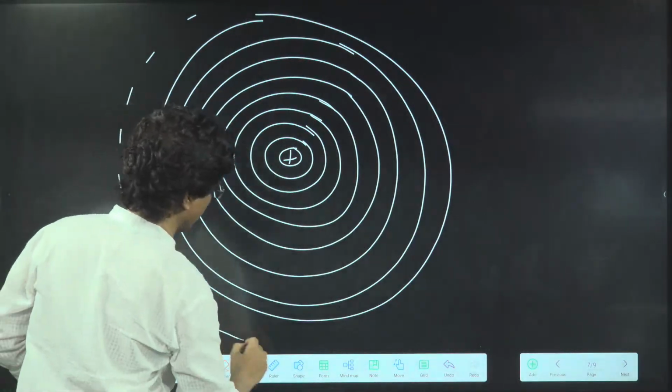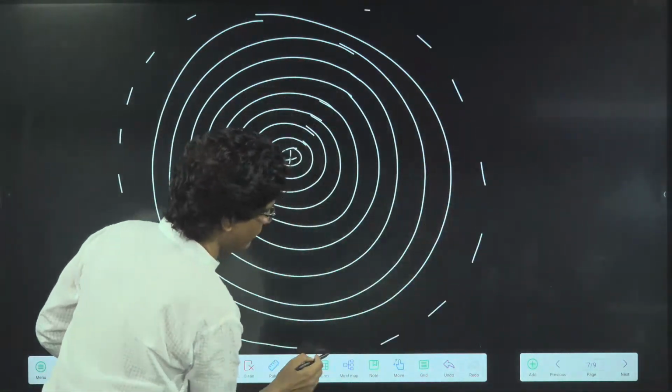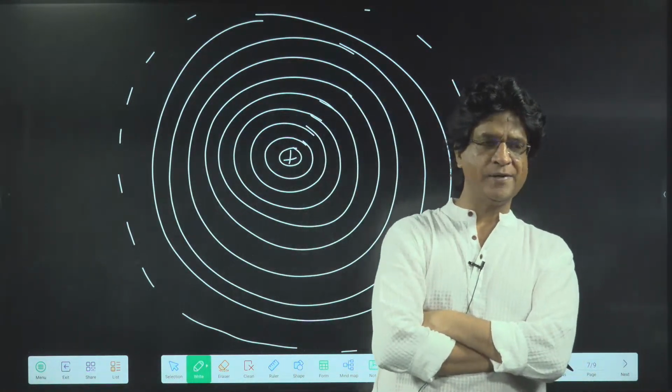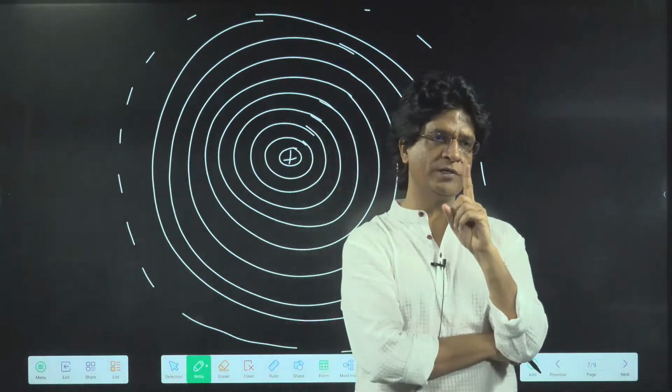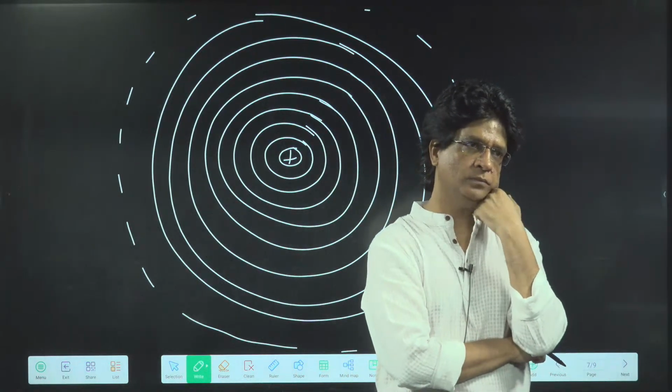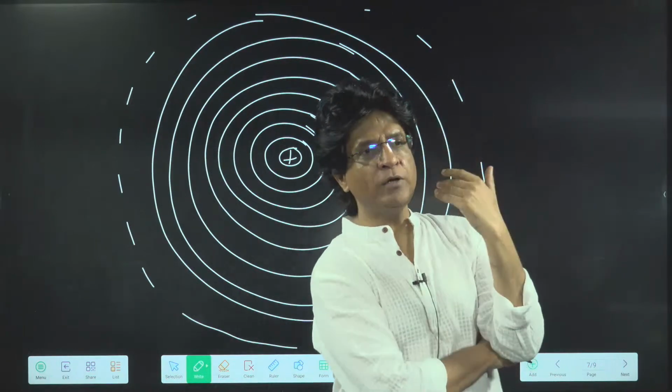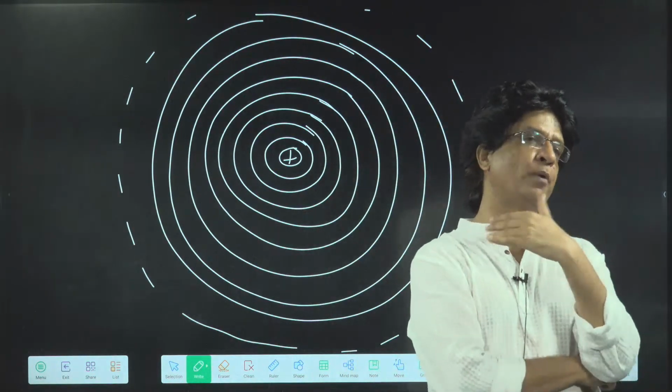And suppose this is orbit number infinity. Now tell me one thing. How many electrons are there in a hydrogen atom? One electron is there. Okay, very good.